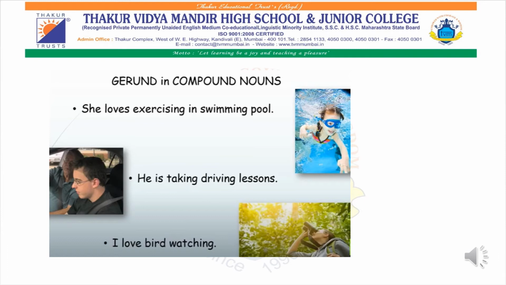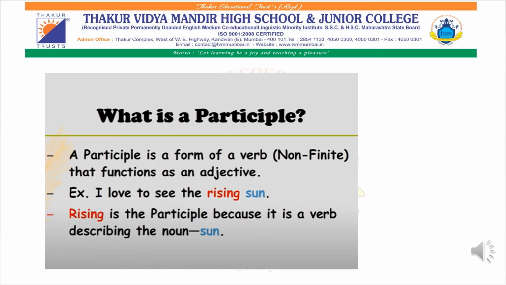Now we shall move ahead to our new topic, that is participle. Now we shall study about participle. What is a participle? As I have mentioned earlier, in non-finite words we have three kinds: infinitives, gerund, and now the last one is the participle. A participle is a non-finite form of a verb that functions as an adjective. In gerund, it functions as a noun, and in participle, it functions as an adjective.